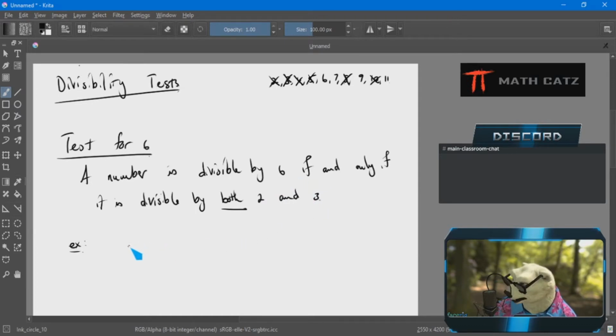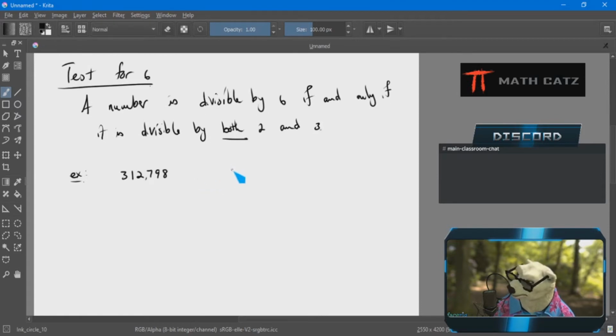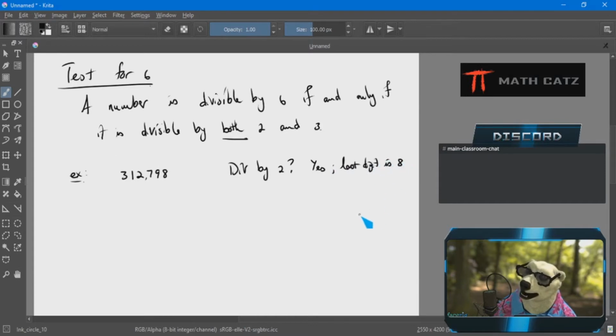For example, let's take here 312,798. Is that divisible by 6? Well, I need to decide, is it divisible by 2? Yes, because my last digit is an 8. It's an even number.